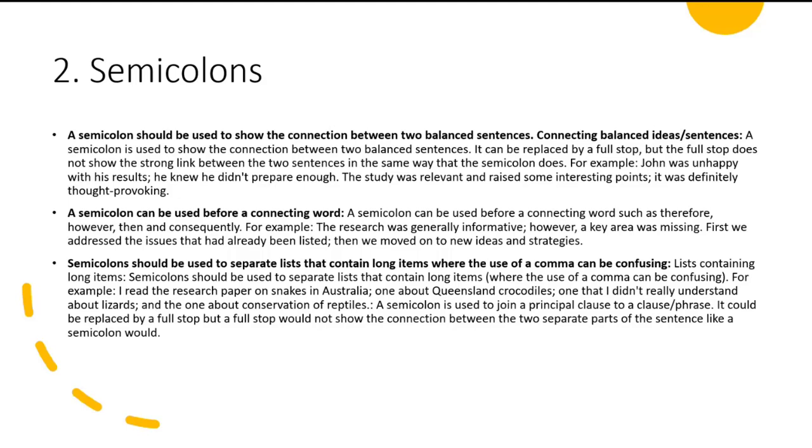So let's say you have 2 sentences, they are both complete, but you want to show that strong relationship or strong connection between the 2 sentences, then you use your semicolon. For example, John was unhappy with his results; he knew he didn't prepare enough. Now, if you say John was unhappy with his results, that is a sentence on its own. You can put a full stop and say he knew he didn't prepare enough. But you want to show the strong relationship between the two. That is why you're using a semicolon.